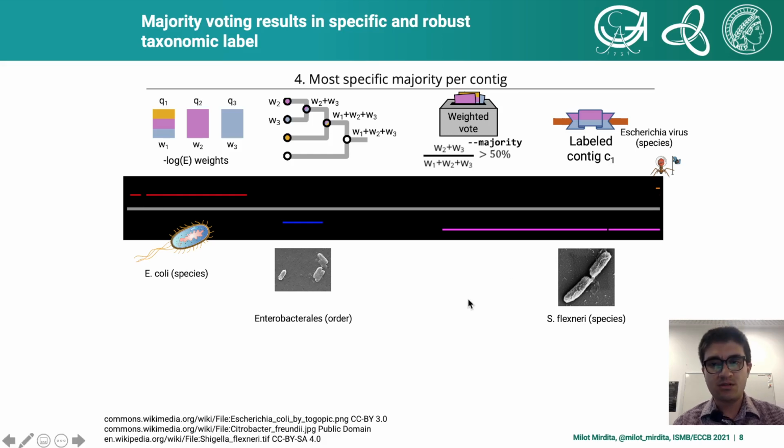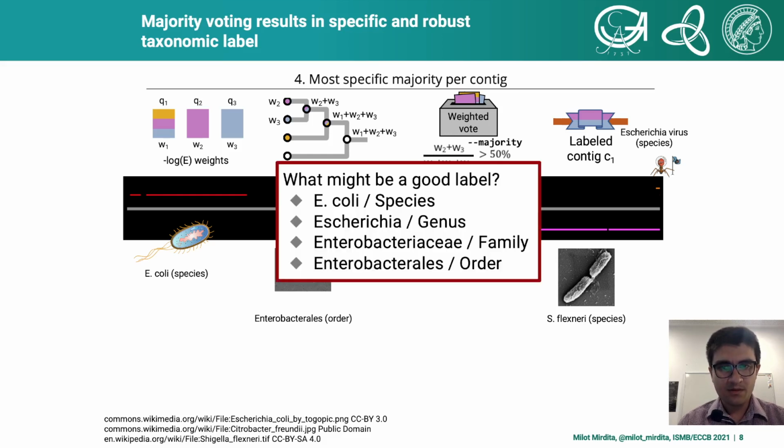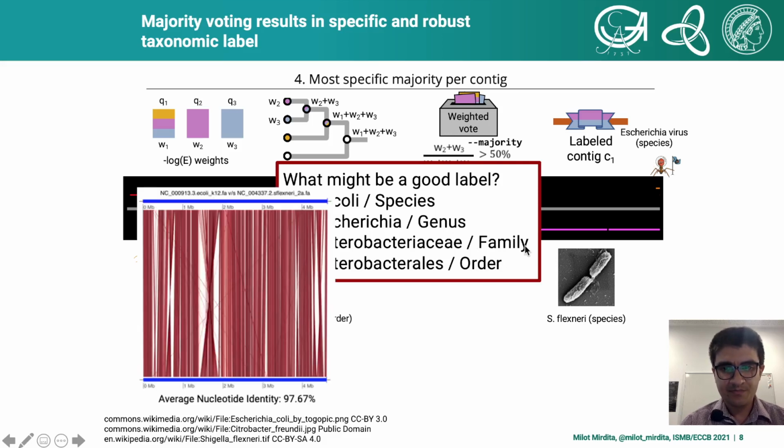Here in this example, we found a bunch of Escherichia related sequences. What would be a good label for these? Well, family seems appropriate, as most of these are species. This one tiny fragment might just be a contamination or something. So we stick to a family label.